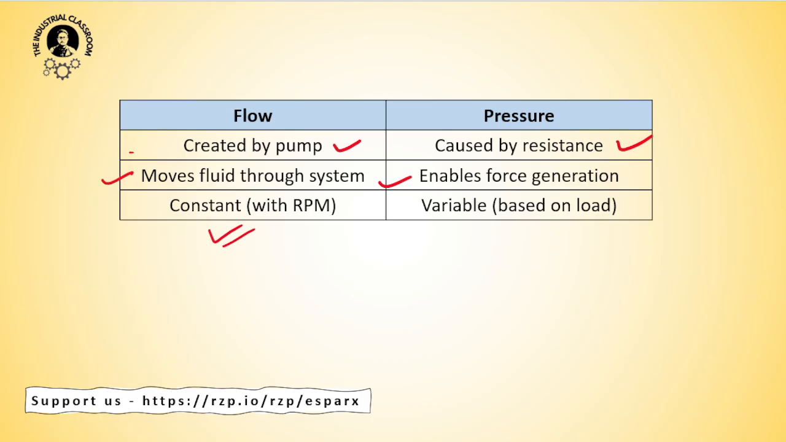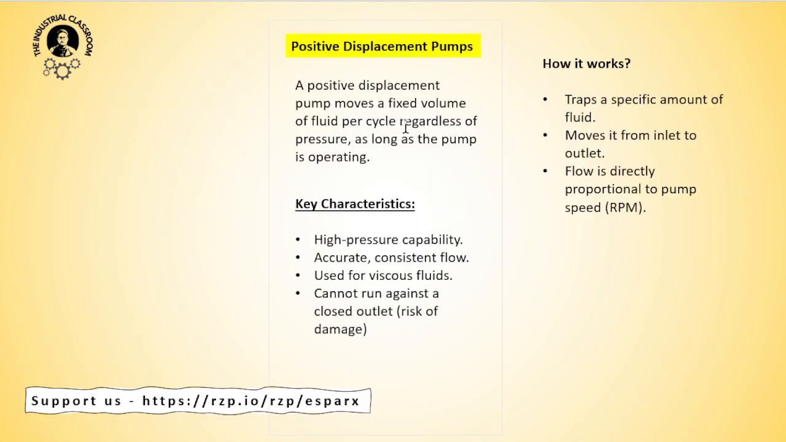It may vary on the load. Now, before moving forward, let us take a small example of the positive displacement pump. What is the difference between the positive displacement pump and the negative displacement pump? As we studied, a positive displacement pump is a fixed volume pump. A fixed volume of fluid per cycle regardless of pressure, means its output volume is fixed. Okay, anything that it takes in, it goes out.